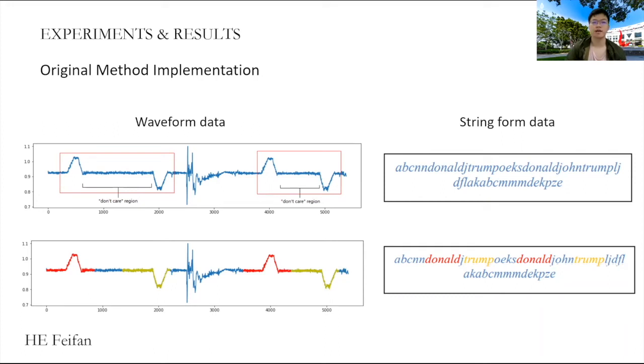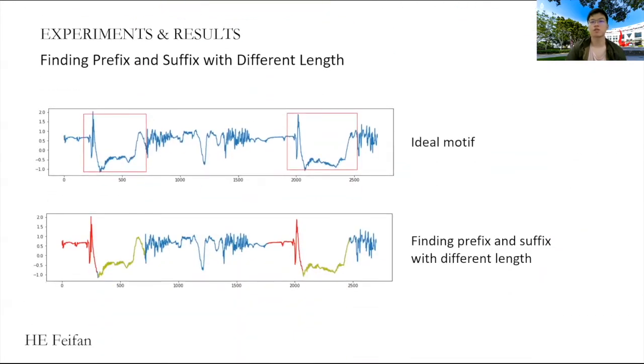two ups and downs. The right side picture shows the application scenario of searching motifs in disordered strings. The algorithm can also be well applied, finding the target quickly and accurately. We also adopted the algorithm to find prefix and suffix with different lengths. You can see the result here.